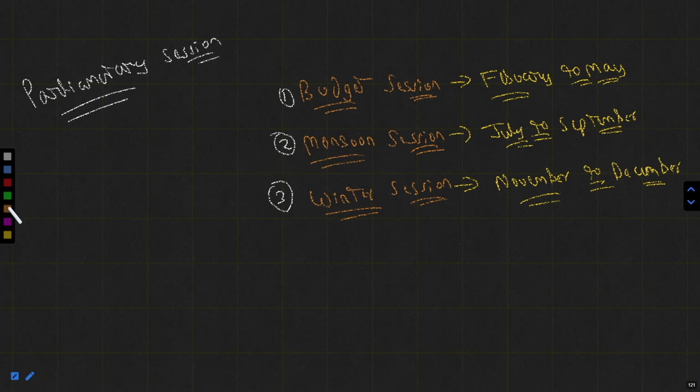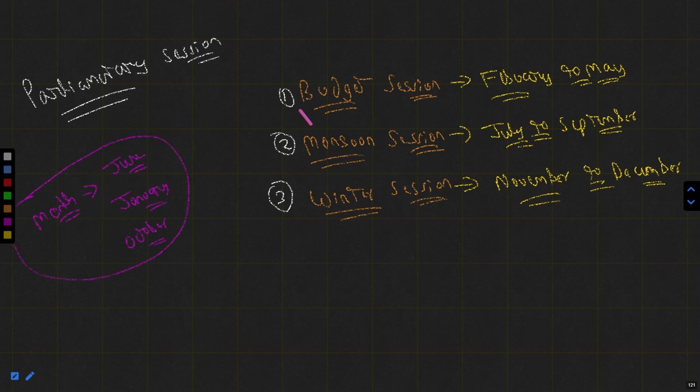It depends upon the month in which the newly elected Lok Sabha was constituted. Suppose if the month is June, then that will be the monsoon session. If the month is January, that will be the budget session. If the month is October, that will be the winter session. So it totally depends upon the month in which the newly elected Lok Sabha was constituted.